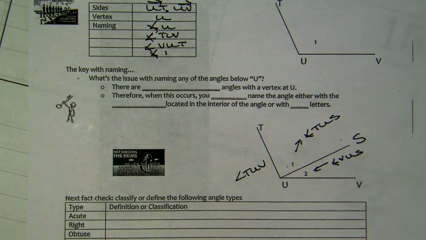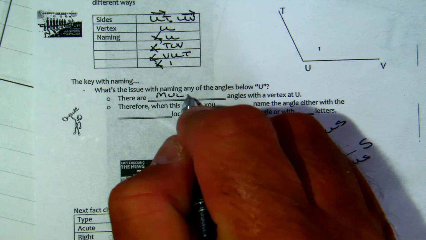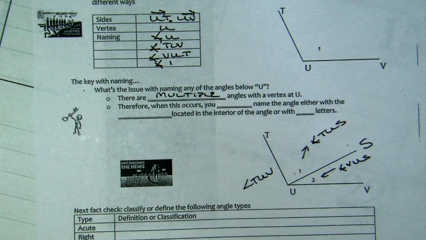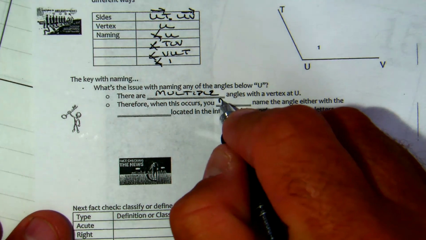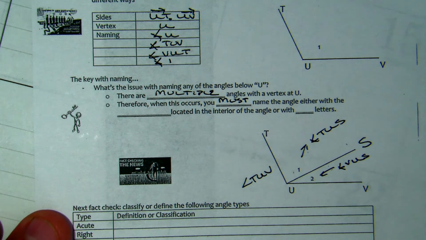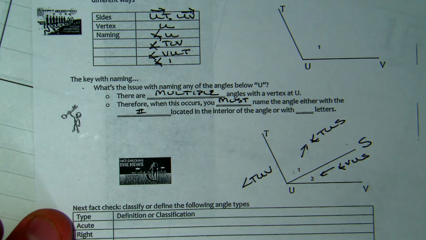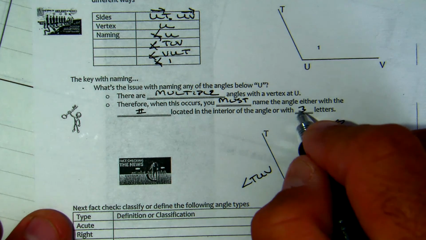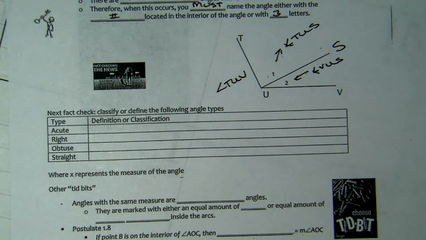And you can always name it with 3. You can't name it with 2. So the issue is there are multiple, M-U-L-T-I-P-L-E, angles with a vertex U. Therefore, when this occurs, you must, M-U-S-T, name the angle either with the number located in the interior angle or with 3 letters.